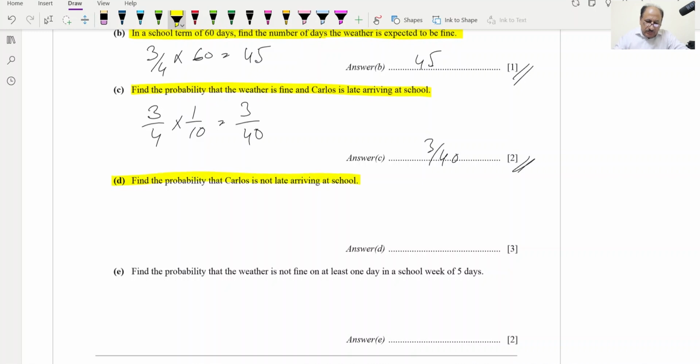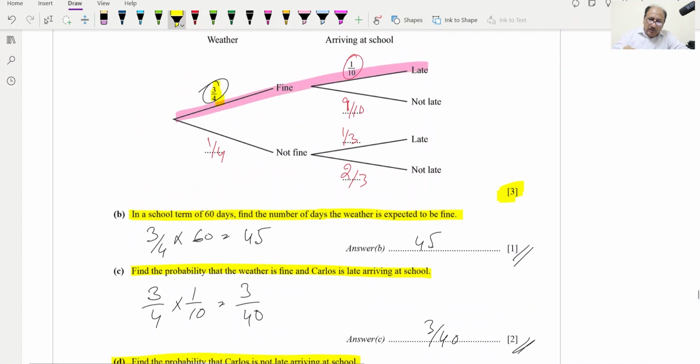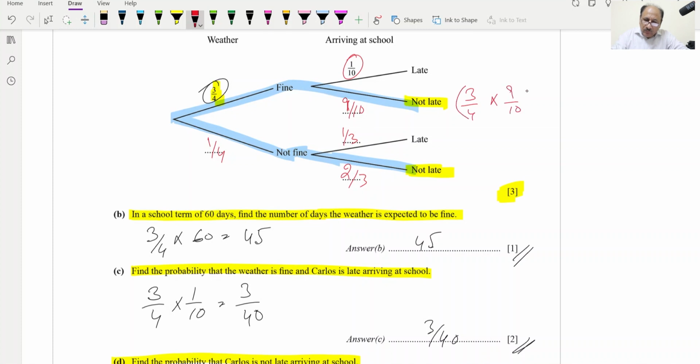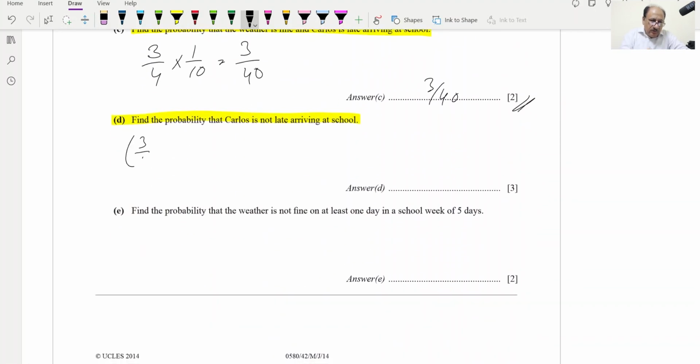Now they're saying find the probability that Carlos is not late arriving to school. Not late are these options: one is this option, the second is this option. So for not late we can have two options. One option is 3 by 4 into 9 by 10, and the second option will be 1 by 4 into 2 by 3. So we can write both options over here and solve.